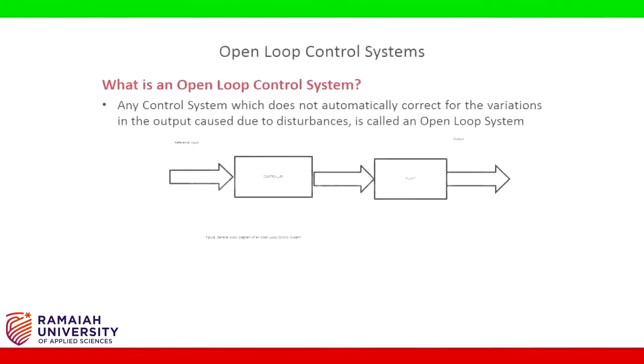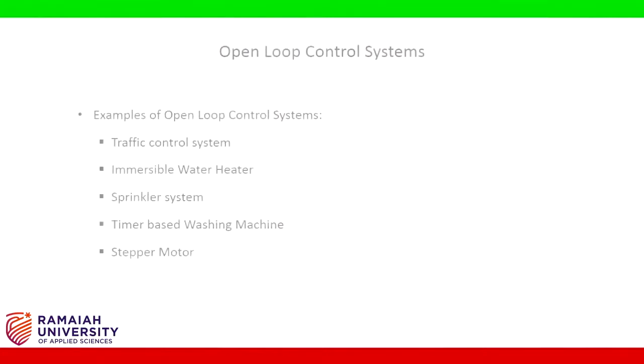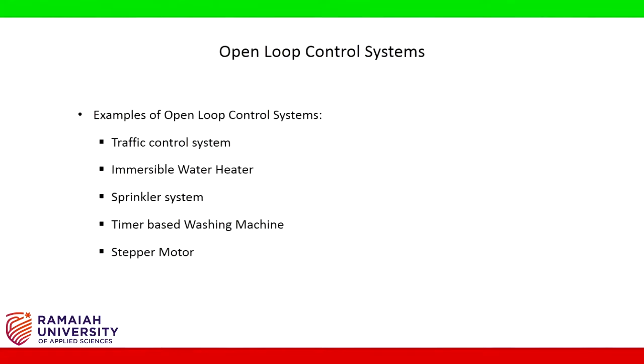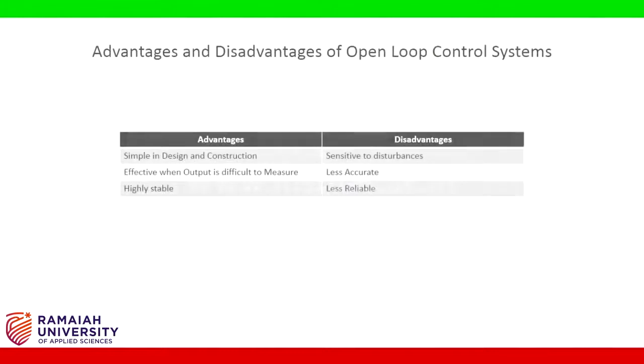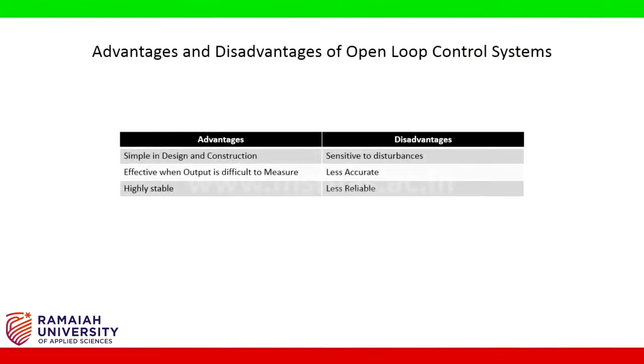What is an open loop control system? Any control system which does not automatically correct for the variations in the output caused due to disturbances is called an open loop system. Examples of open loop control systems: traffic control system, immersible water heater, sprinkler system, timer-based washing machine, and stepper motor. The advantages and disadvantages of open loop control system.